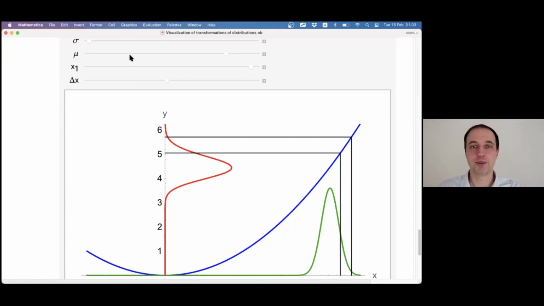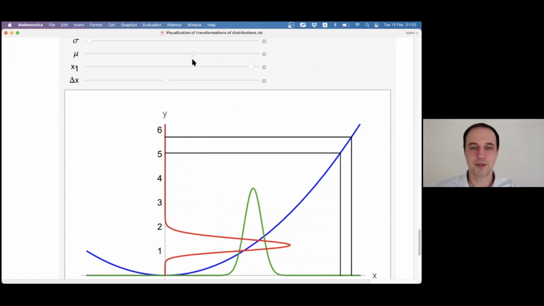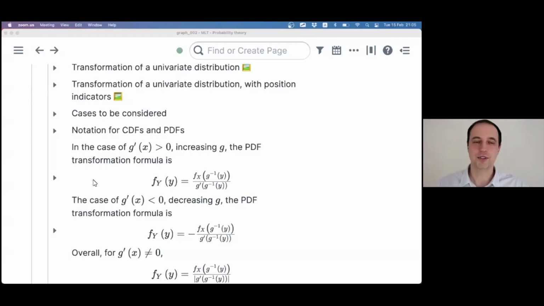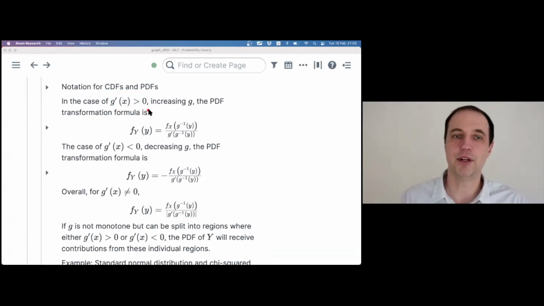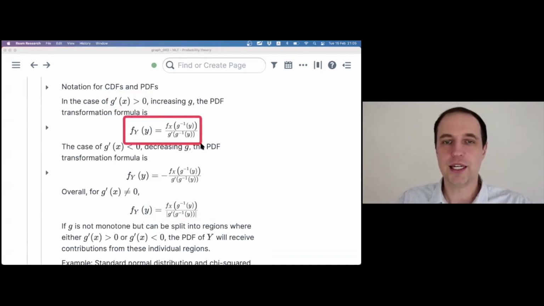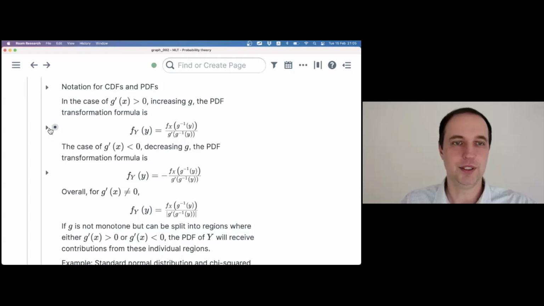But before I show you the equations briefly, let me also move the curves a little bit to make the point. So now, let's get to the equations. The new distribution definitely is not going to be a normal distribution. And I want to make the following claim. Let's say that we have a function g that is increasing, and the derivative of g is positive. Then the new CDF is going to be given by this formula in here.